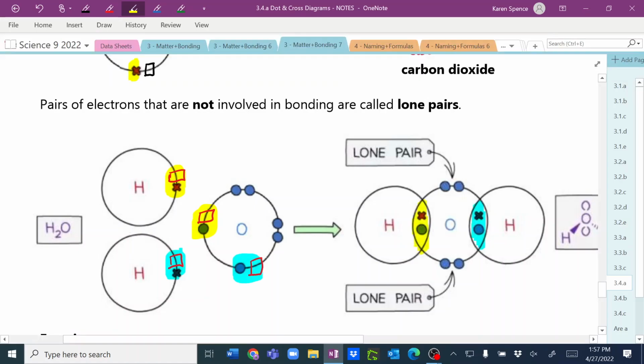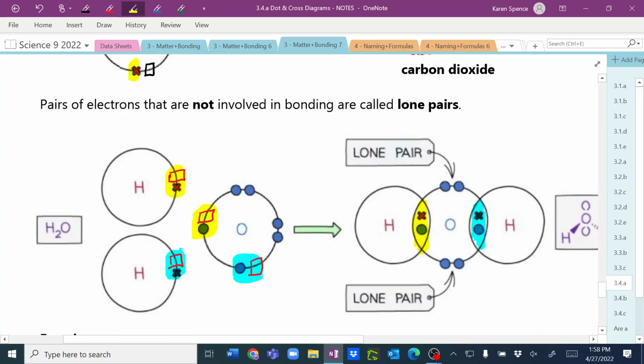Yes, so we have our shared pair over here, we have our shared pair over here, and we have H2O with a lone pair on the oxygen on the top and a lone pair on the bottom. How many should we have if we count all the way around oxygen? We should have 8. 1, 2, 3, 4, 5, 6, 7, 8. That gives us a complete what? A complete octet, yes. Okay.